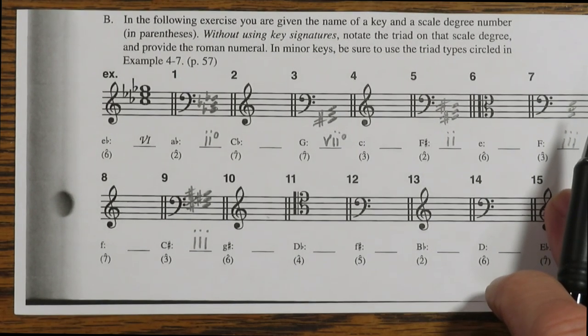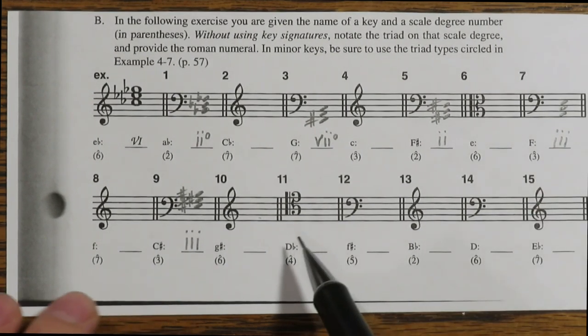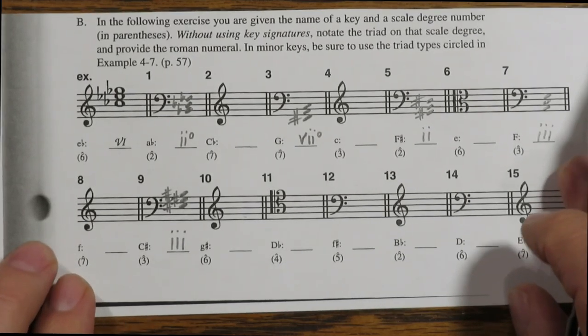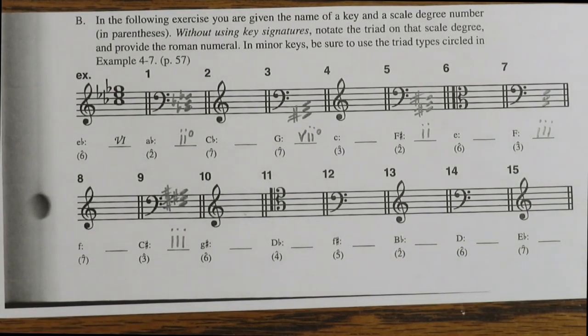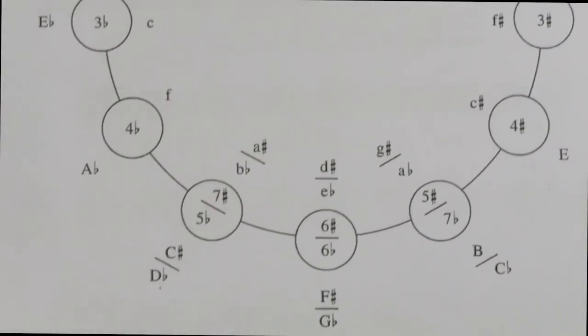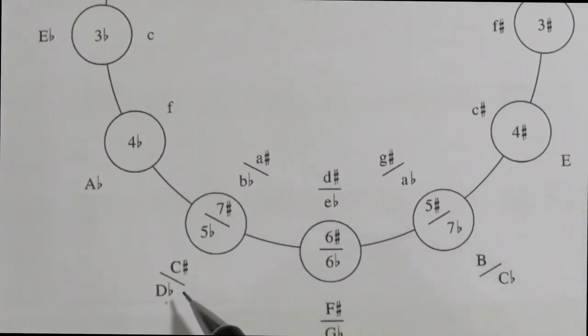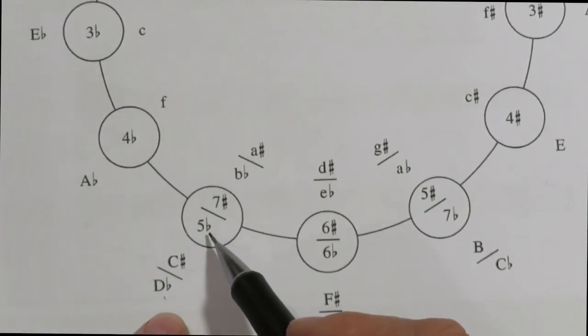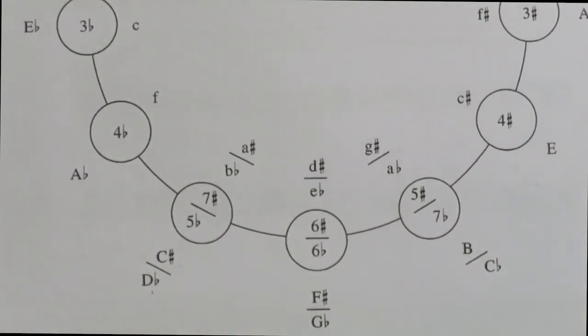Okay. Now we're in D flat major, tenor clef, and we're to build a 4 chord. So in D flat major, how many flats are there? Here we go. There are five flats. Okay.